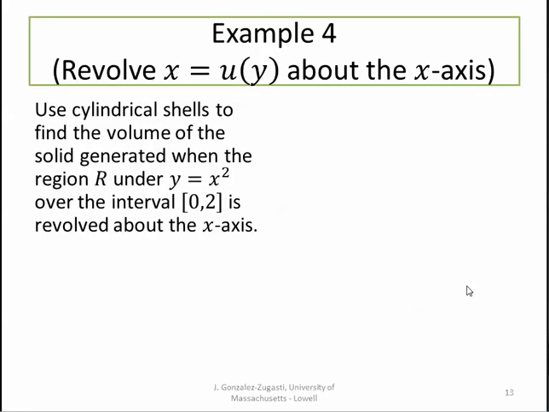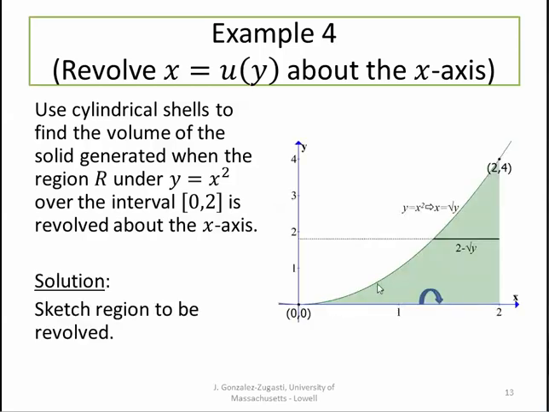All right, so let's do another example. This time we're going to use a cylindrical shell, but we're going to rotate about the x-axis. So let's use cylindrical shells to find the volume of the solid generated when the region R under y equals x squared over the interval 0 to 2 is revolved about the x-axis. So first let's draw a picture.